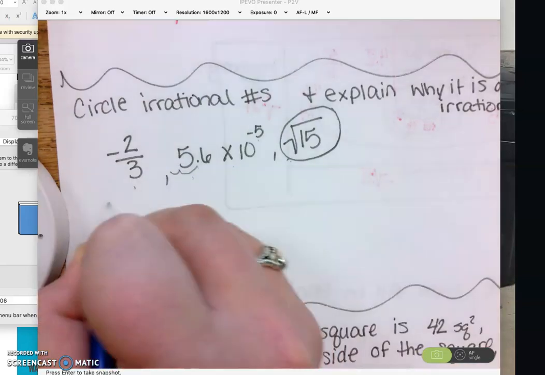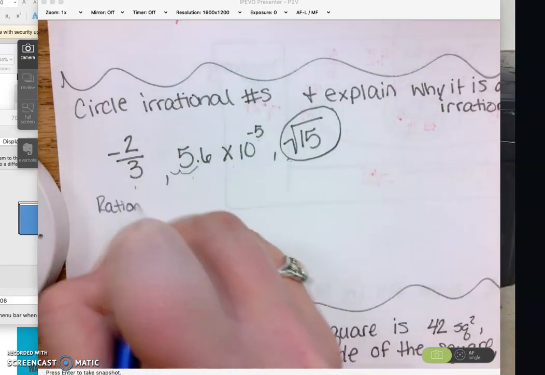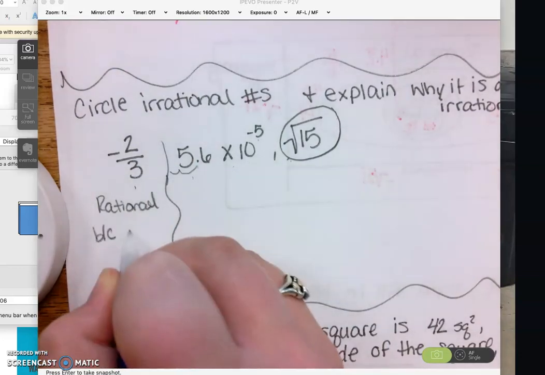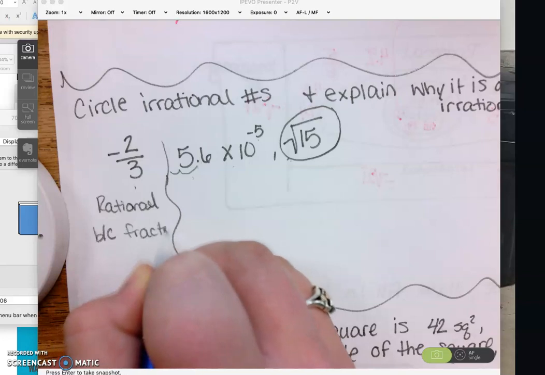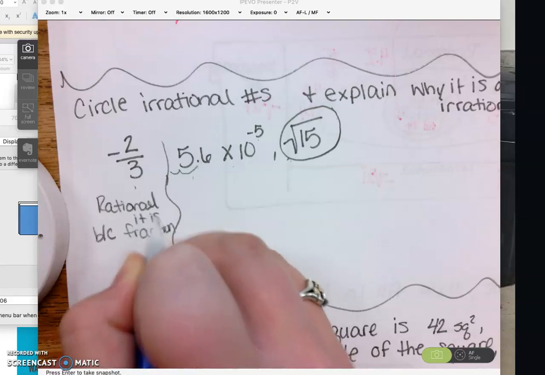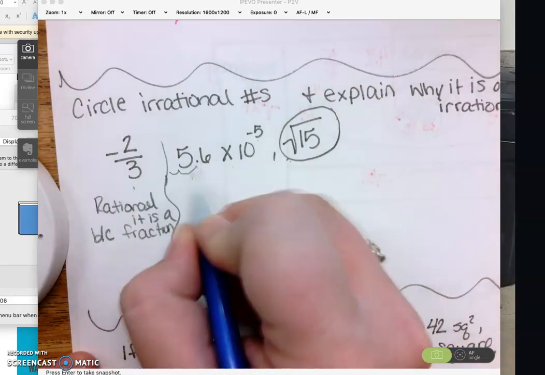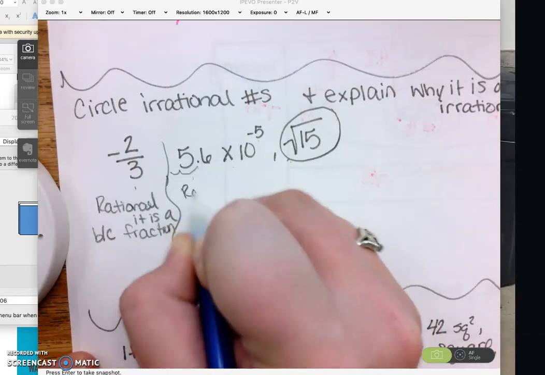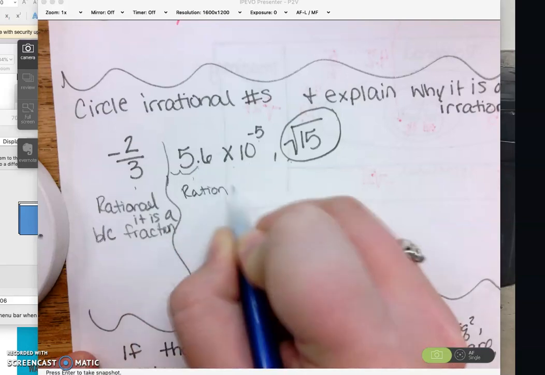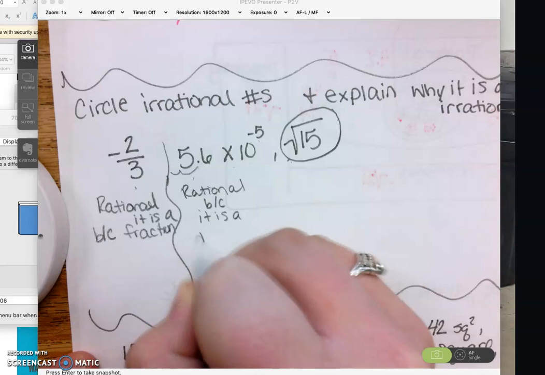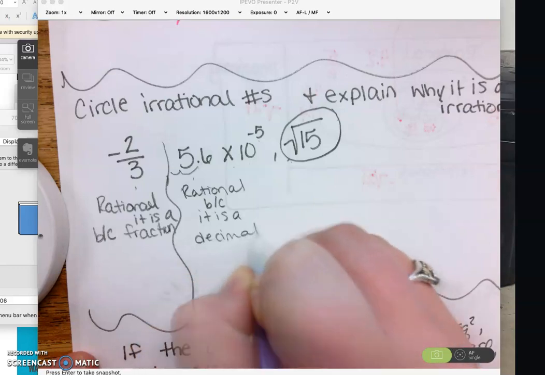So I would label this rational, because it's a fraction. Easy as that. Because it is a fraction. This is a decimal, so rational. Because it is a decimal. Doesn't that seem pretty easy? If it's a decimal, it's rational.